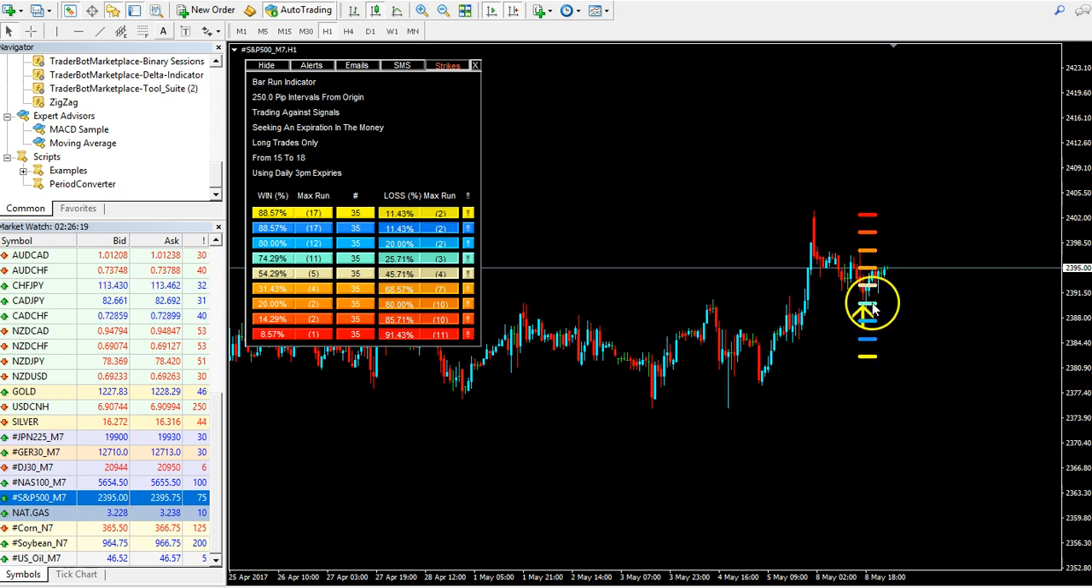That is still too large. However, I can see that the level 1 right here still has a 74% win rate in the money and only has 3 losses in a row. I don't know what I can buy that for.